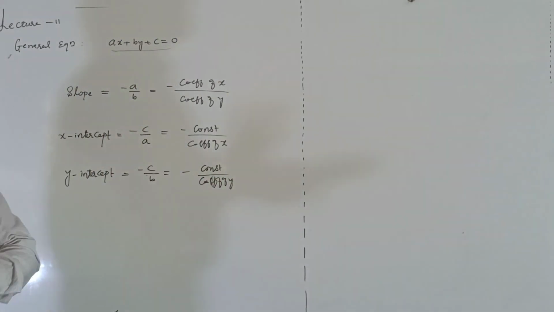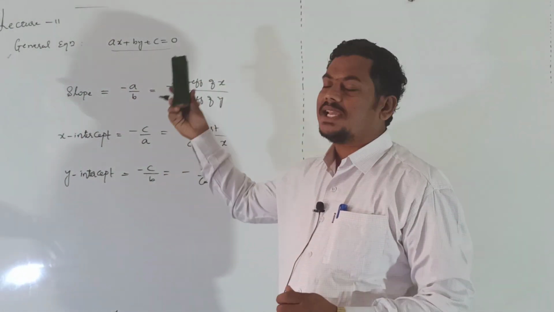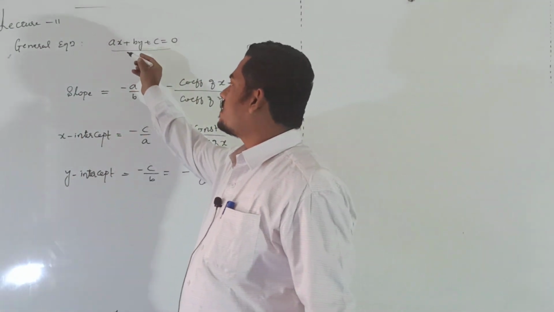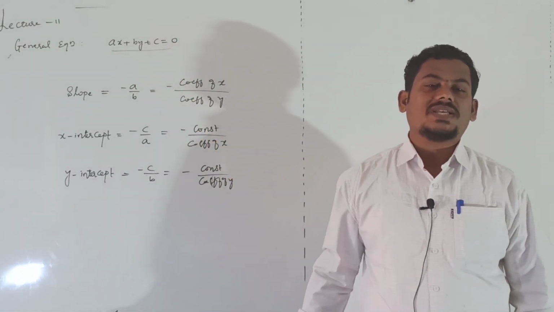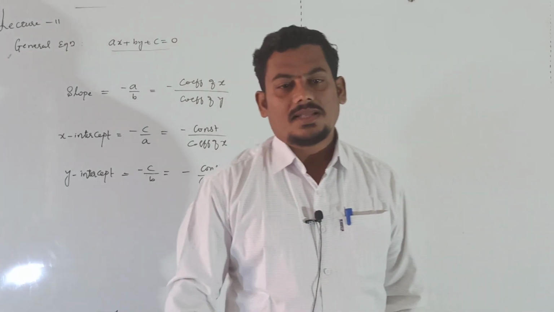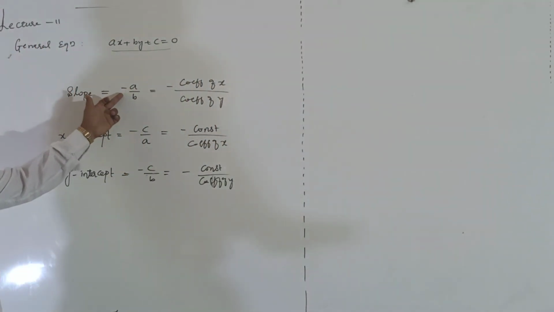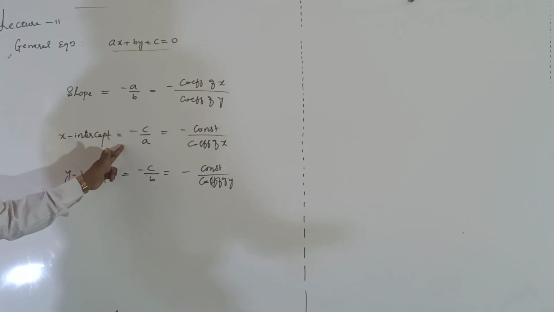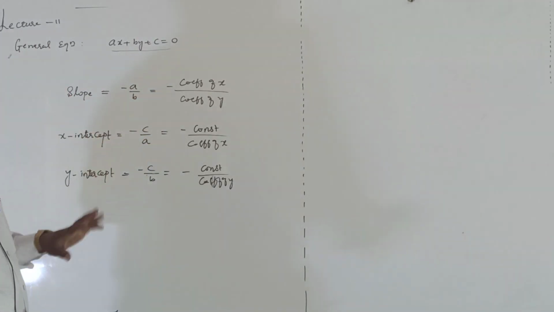This is about the general equation of the straight line. An equation of the form ax plus by plus c equal to 0 is called the general equation of the straight line, right? And slope of the general equation of the straight line is minus a by b, x intercept is minus c by a, y intercept is minus c by b, right? This is a very important concept.